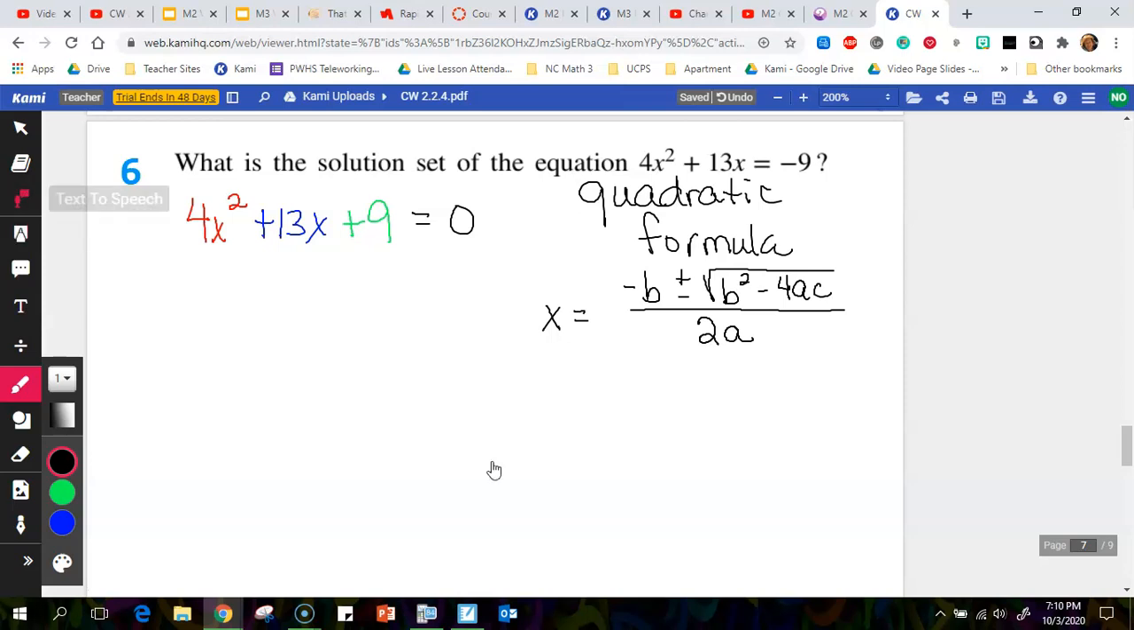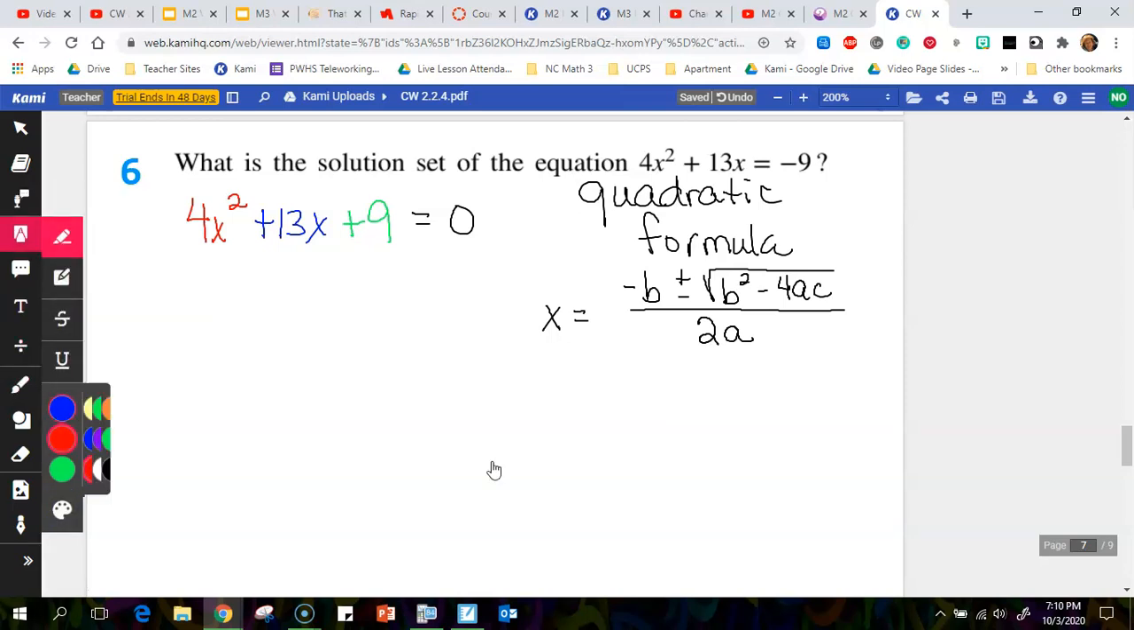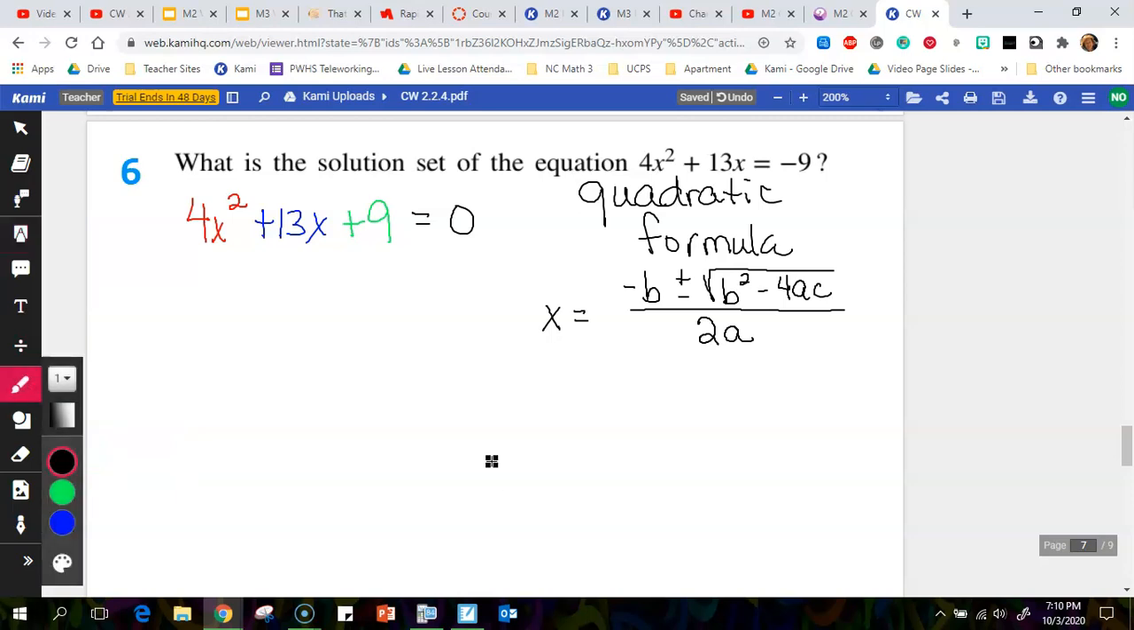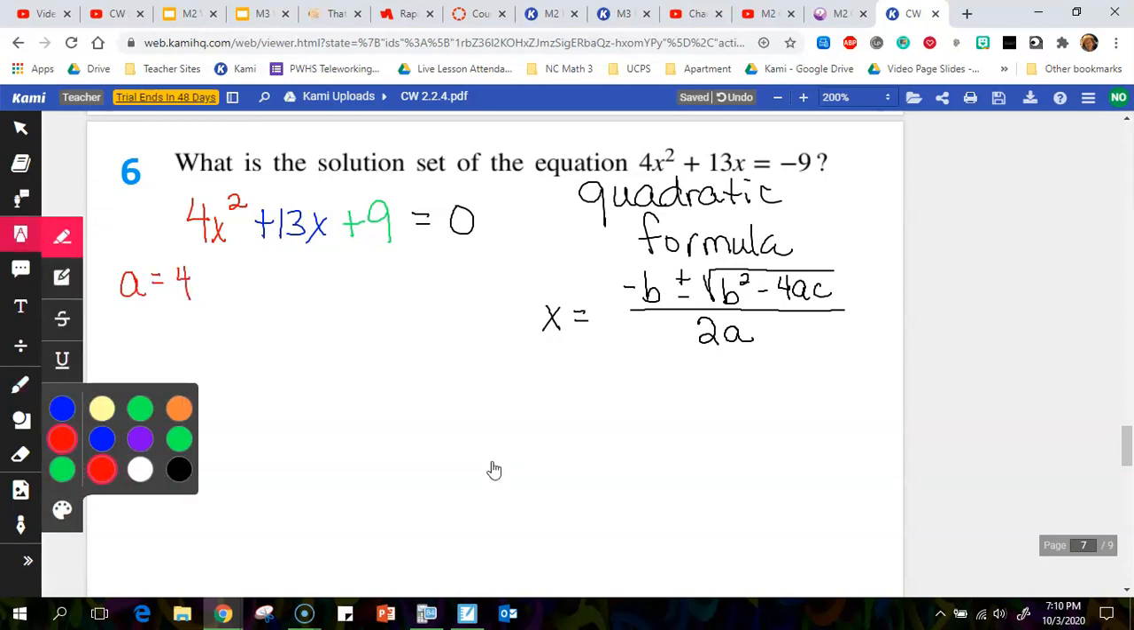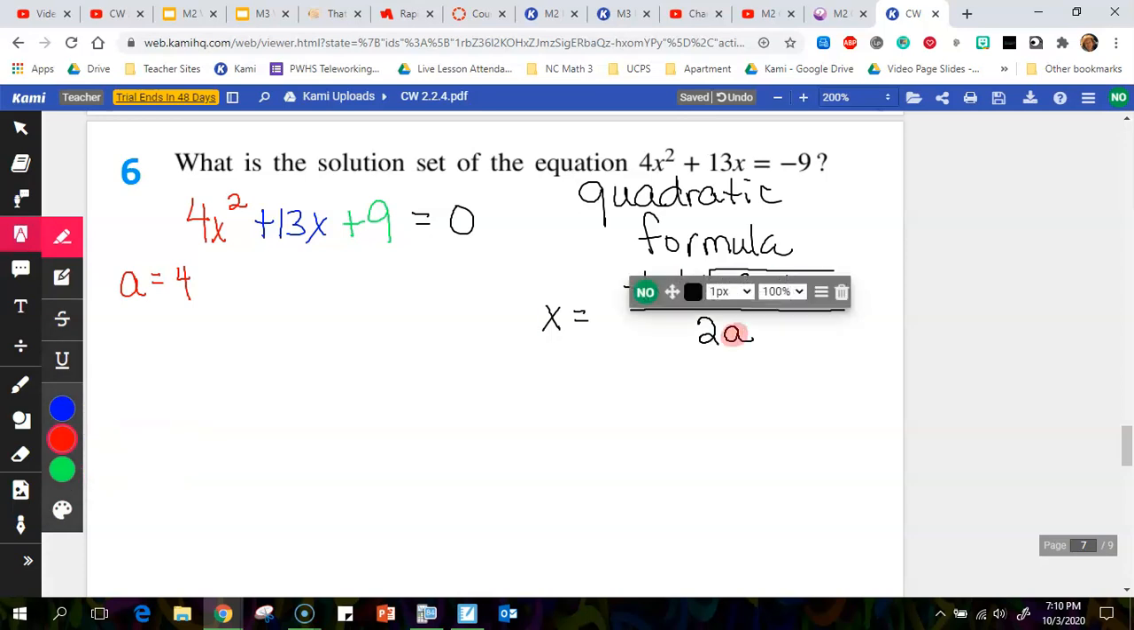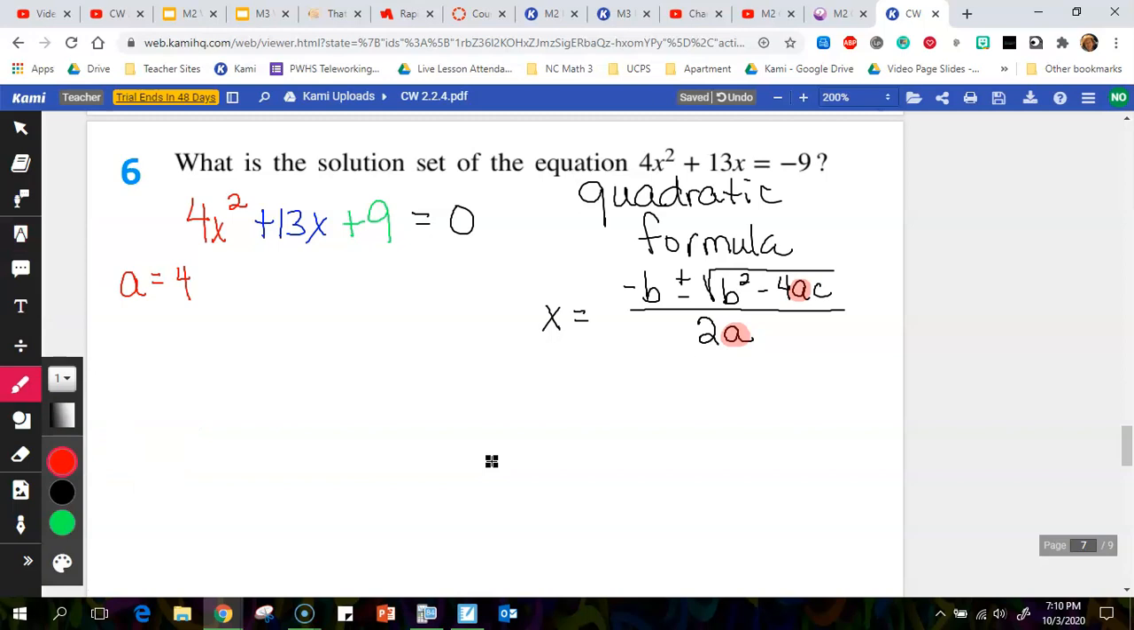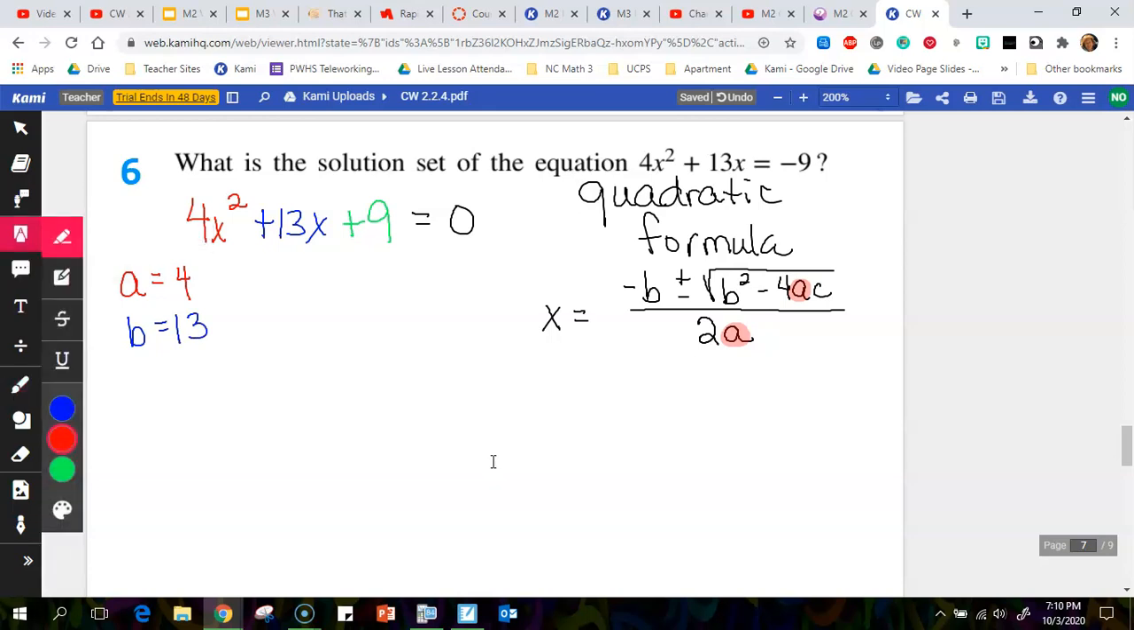We need to identify our a, b, and c terms. Our a term is in red. A equals 4. So let's talk about where that term is going to go. Let's highlight the a. The a is going to go there and there. All right, the b is in blue. B equals 13. So where's that one going to go? That one's going to go here and here.